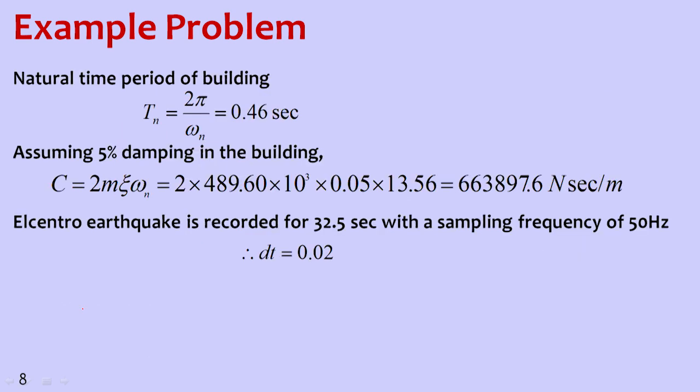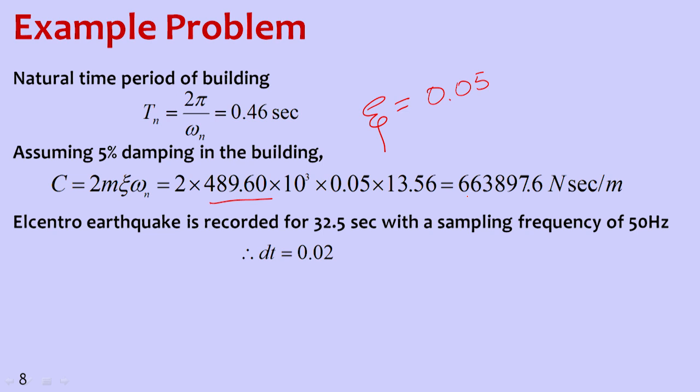So after completing calculation of natural frequency, we go on to calculating the natural time period of the building, which is equal to 2 pi by omega n, which is coming around 0.46 seconds. Assuming 5% damping in the building, damping C is calculated as 2 m zeta omega n, where m is 489.6 into 10 to the power of 3 and zeta is 5%, so it is 0.05. So 2 into 489.6 into 10 to the power of 3 into 0.05 into 13.56 is equal to 66897.6 Newton second per meter.